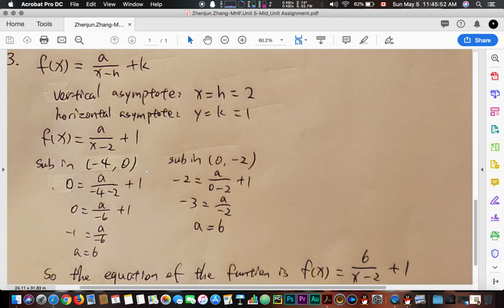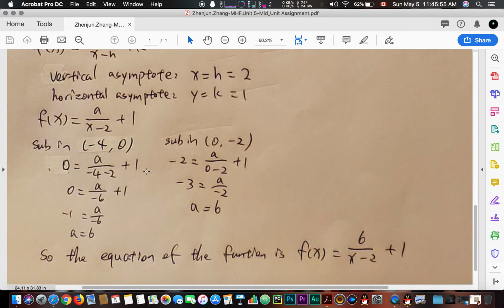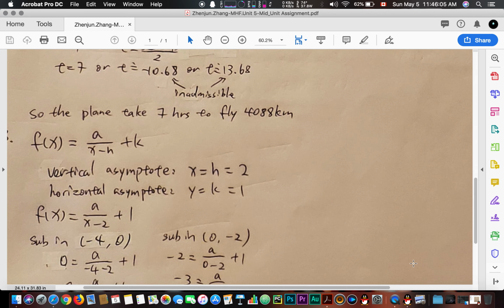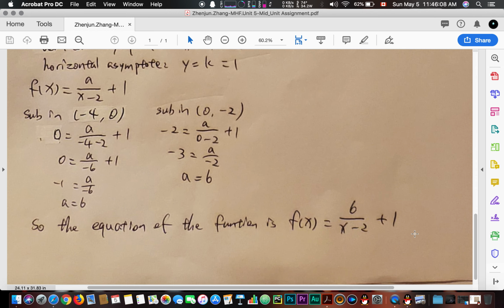So we have the equation of the function. With that being said, it's easy. You get our function f of x equals 6 over x minus 2 plus 1. That 1 is the k. It doesn't belong beneath here, okay?